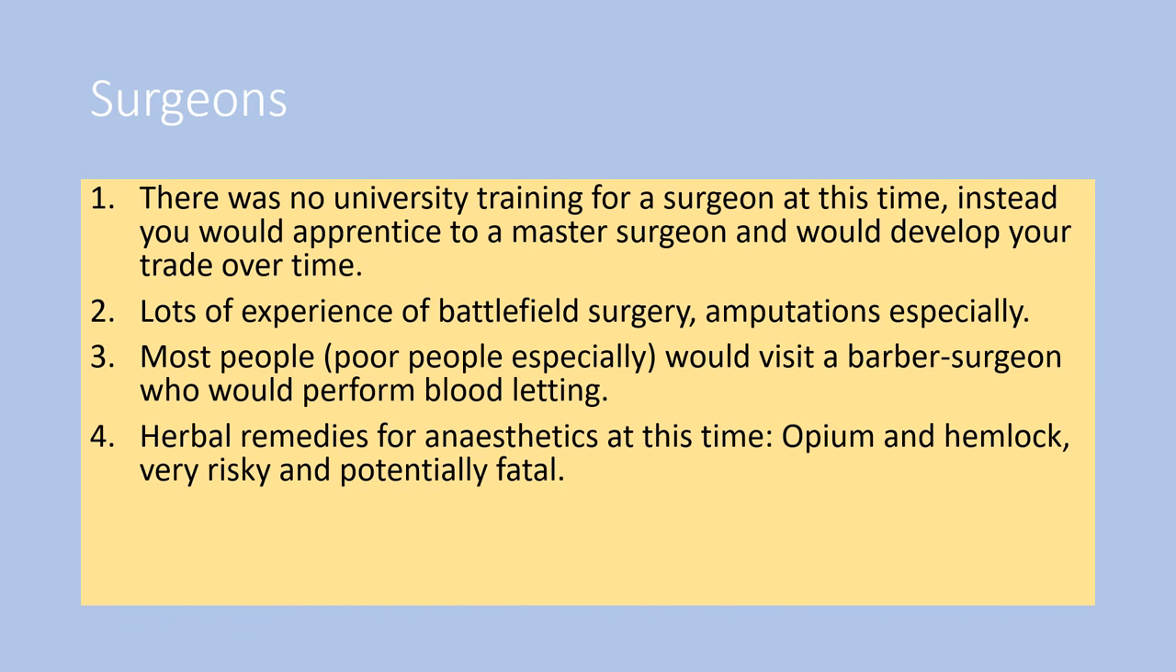And so therefore, you could be in a situation where you are given too much opium. Opium, incidentally, is where we get heroin from. And if you're given too much, that is going to kill you. However, if you weren't given enough, then it wouldn't work. So it was a real risk giving people those herbal remedies. And we will be using herbal remedies for anaesthetics right up until the industrial era, when medicine and technology develops to the point where chemical anaesthetics are starting to be used. But at this time, we are purely looking at herbal remedies.